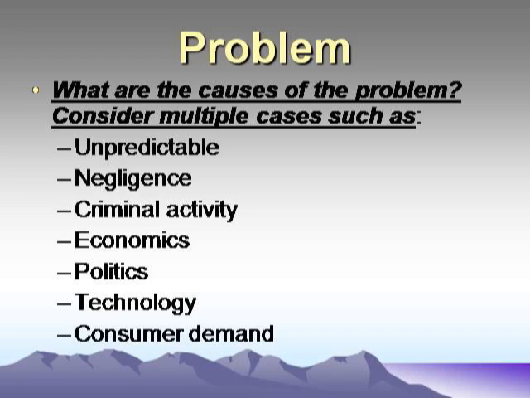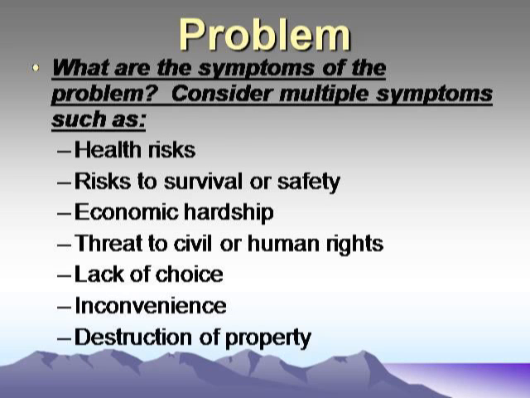Now about the problem. What are the causes of the problem? Consider multiple causes such as unpredictable events, negligence, criminal activity, economics, politics, technology, consumer demand. What are the symptoms of the problem? Consider multiple symptoms such as health risks, risks to survival or safety, economic hardship, threat to civil or human rights, lack of choice, inconvenience, destruction of property.